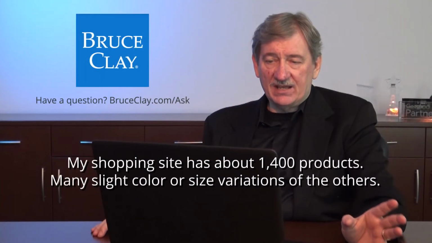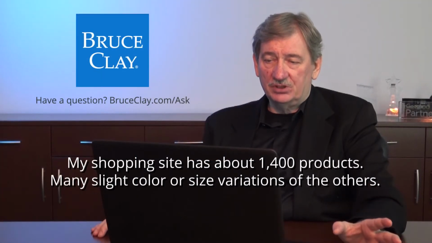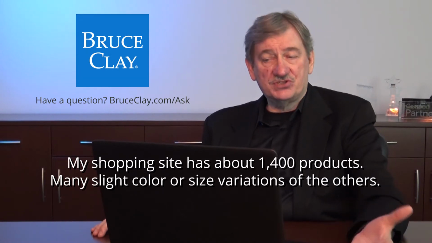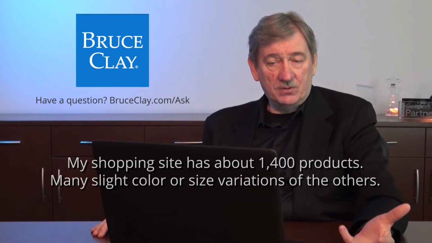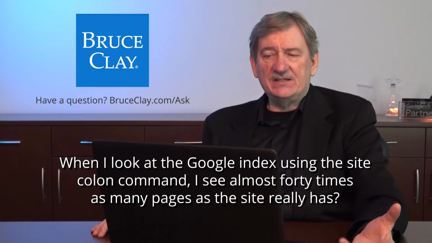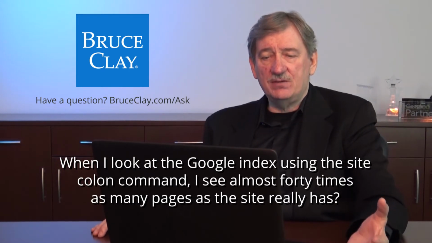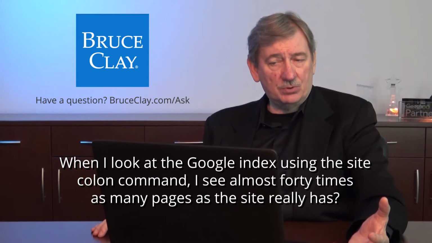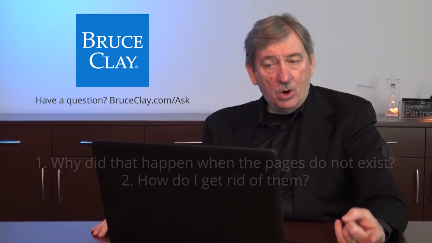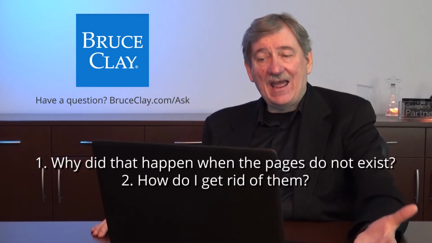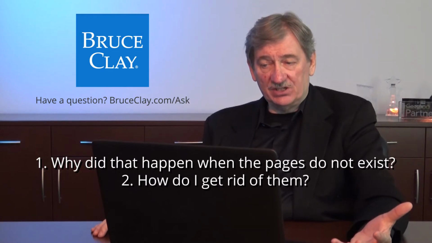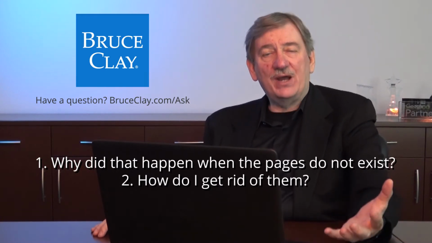My shopping site has about 1,400 products, many slight color or size variations of the others. When I look at the Google index using the site colon command, I see almost 40 times as many pages as the site really has. 1. Why did that happen when the pages do not exist? And 2, how do I get rid of them? I think those are very good questions. What I'm going to do is answer them each.